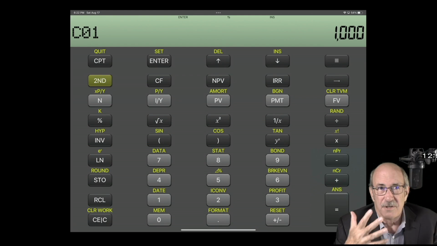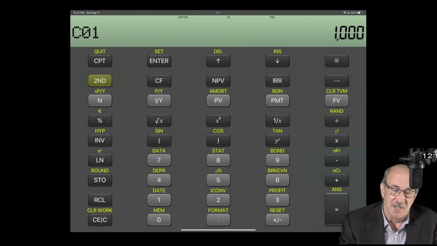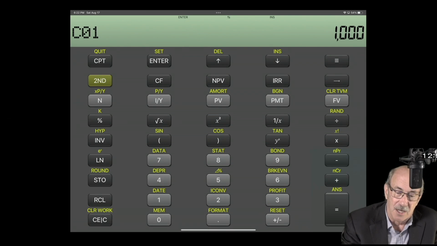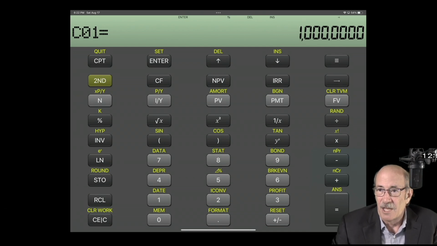And one deviation here from the 5 keys that we've been working with, whenever I enter an amount, I'm going to have to hit the enter key, which is in the top row, second column. So I'm going to tap enter and notice that it put an equal sign up here on the left and added decimals to the right on the amount. So I know that it's in there.